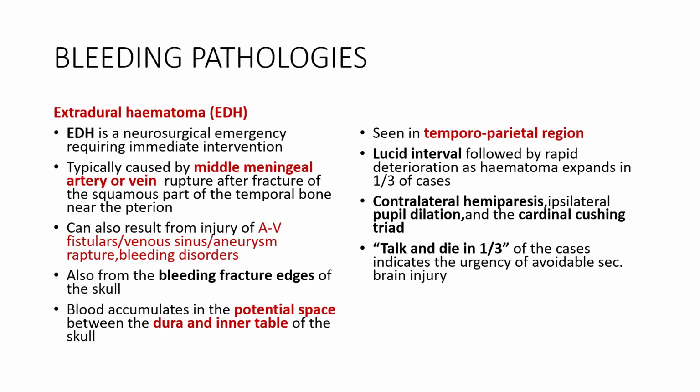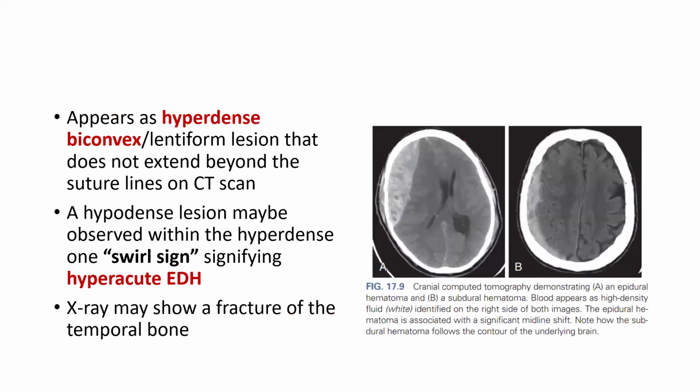And this mass effect, if it goes on increasing, you have the herniating syndromes that we discussed earlier on with the cardinal Cushing triad that we saw. So this is the typical appearance of the epidural hematoma, appearing as a hyperdense biconvex lesion that does not extend beyond the sutures on the CT scan.